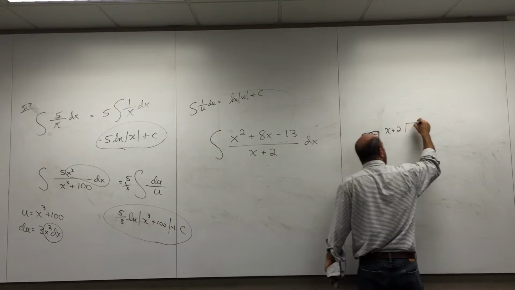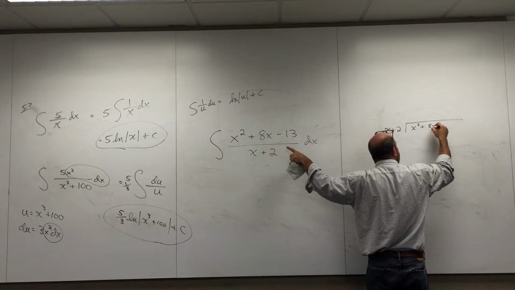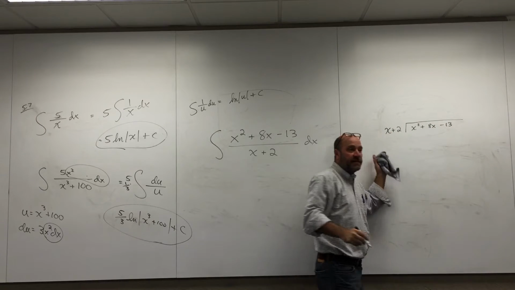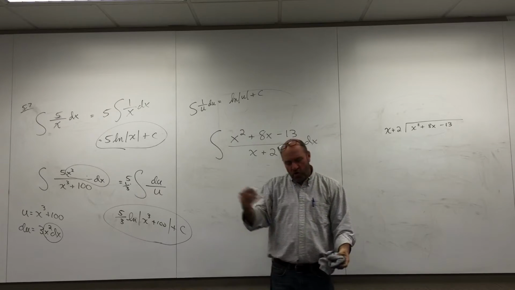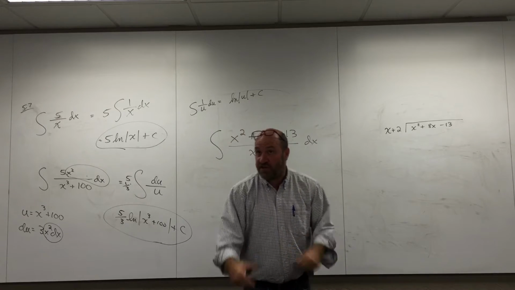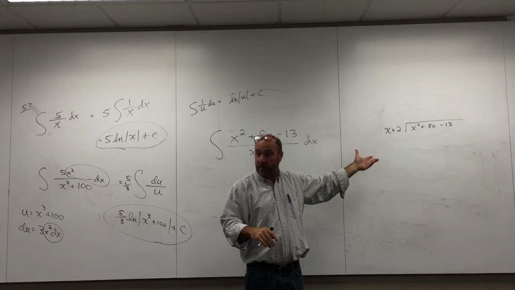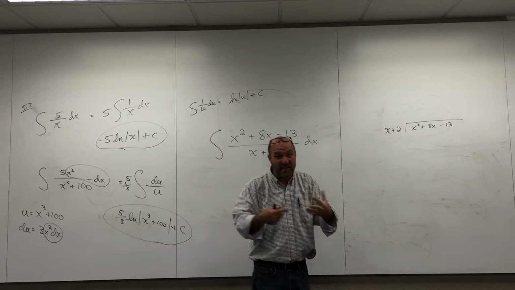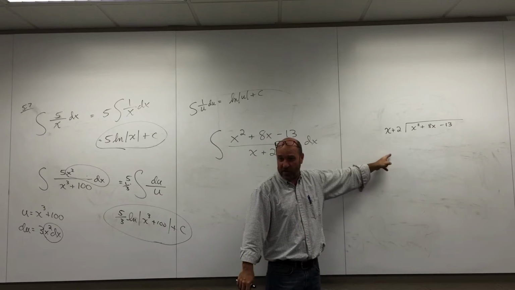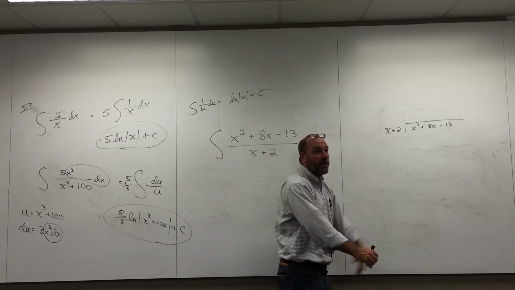I have to divide x plus 2 into x squared plus 8x minus 13. You guys know how to do this? This is an old algebra idea from way back. You could do synthetic division as a shortcut to this. I'm just going to do this long division if you don't mind. But synthetic division is sort of a shortcut. You can't always do synthetic division. That's why I want to show you the long division. The synthetic doesn't always work. So here you go. Here's how you do it.